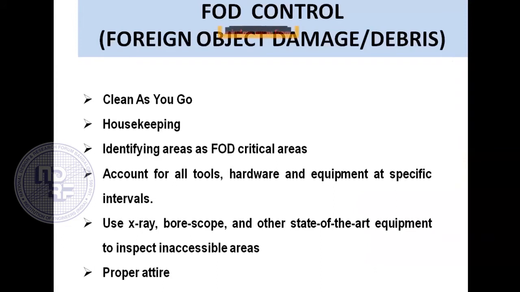So what are the practices which are done to avoid these foreign object damages? Basically it's about housekeeping and cleanliness. Clean as you go. Anytime any activity happens on the aircraft, it is the responsibility of everybody involved to ensure that it remains clean and there are no undesired or unnecessary items lying around. Next, identify certain areas in the working place as critical areas and ensure that no FOD items are left behind.